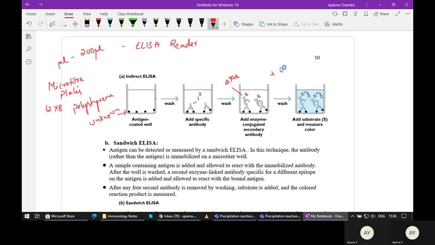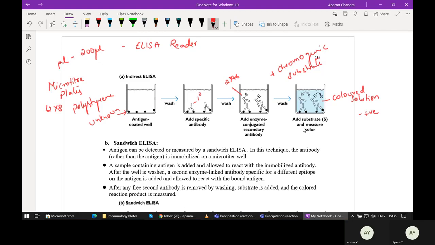After this step, you will add the chromogenic substrate. When you add the chromogenic substrate, what will happen? If the enzyme is there, it will bind with the substrate and result in a colored reaction. You will get a colored solution. If that colored solution is there, it means it is a positive result. So this is the positive result.